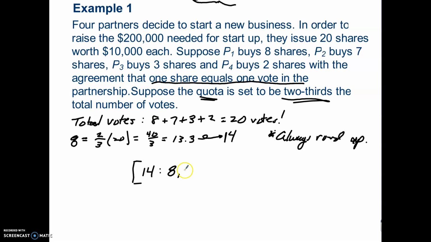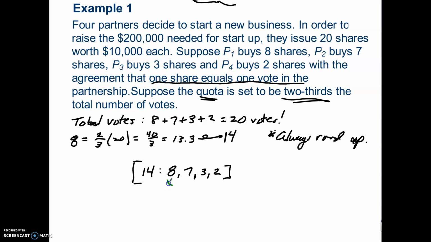Player 2 has 7 votes. Player 3 has 3 votes. And player 4 has 2 votes. So there's our weighted voting system. Okay. A couple things to remember when we look at this.